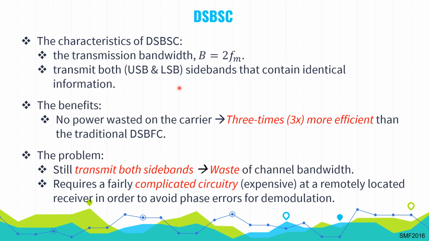Let's summarize the characteristics of DSBSC. 1. Transmission bandwidth is BW equals 2 F sub m, where F sub m is the frequency of the modulating signal. 2. DSBSC transmits both sidebands, USB and LSB, which contain identical information. The benefits of DSBSC are: 1. No power is wasted on the carrier, making it 3 times more efficient than traditional DSBFC. However, there are also some problems. 1. DSBSC still transmits both sidebands, which is a waste of channel bandwidth. 2. It requires fairly complicated circuitry at the receiver to avoid phase errors during demodulation, which can be expensive.